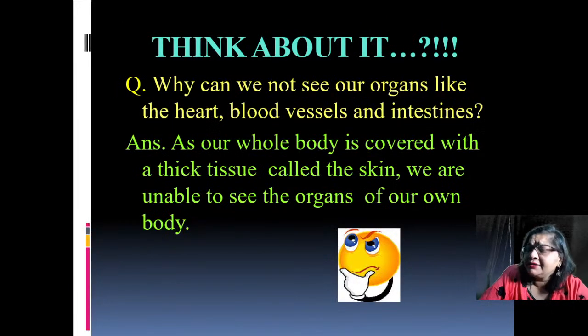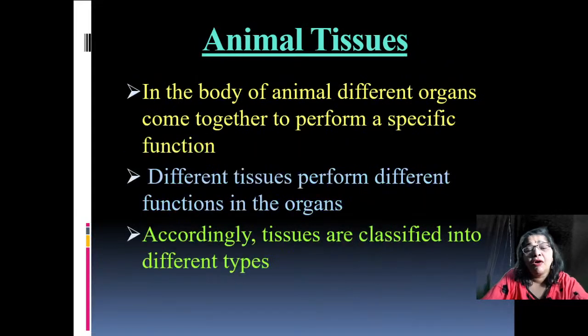Now, students, just think about it. Why can we not see our organs like the heart, the blood vessels, the intestine, the stomach, the liver, the kidneys? We are not able to see those organs, right? Why is that? As our whole body is covered with a thick tissue called the skin, we are unable to see these organs of our own body. So skin is a type of tissue that covers all the organ systems of our body. So we can't see the organs of our own body. So let us today start with the subtopic animal tissues.